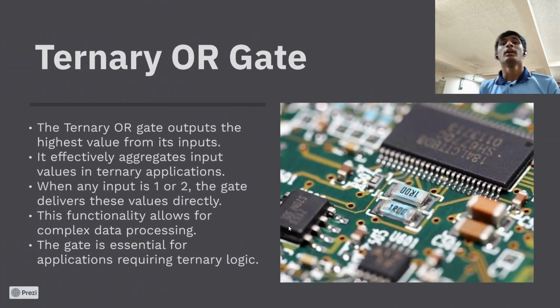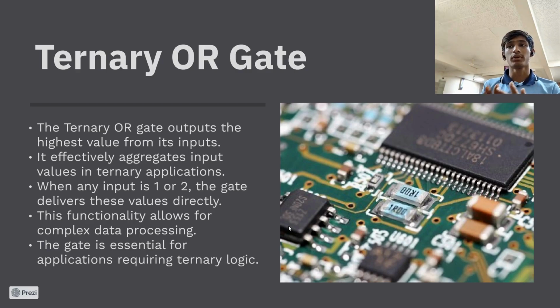Ternary OR gate. As in binary, OR gates output 0 only if both inputs are 0. If any of the inputs is 1, the output will be 1. In this case, the highest value from its input is considered the output. It effectively aggregates input values in ternary applications.